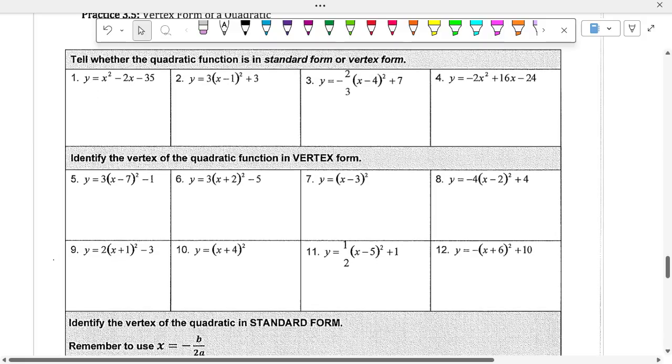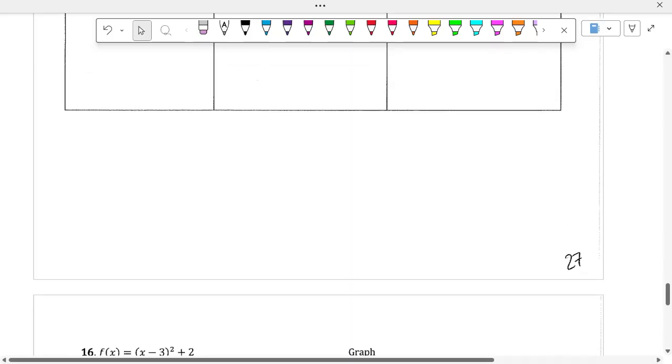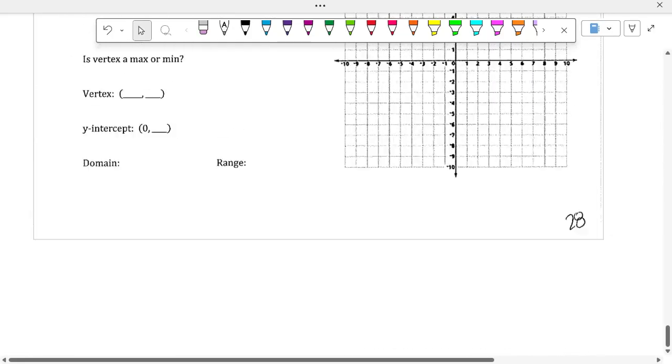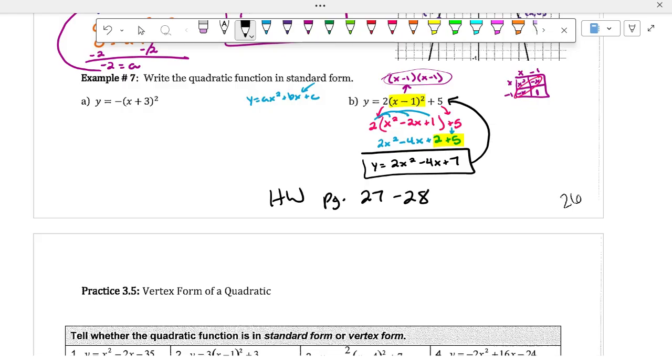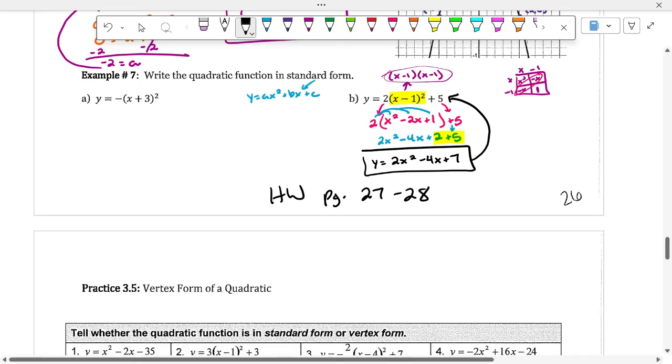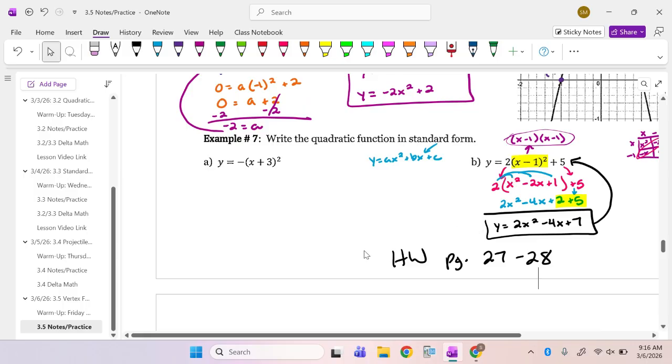Your homework for the weekend, I want you to do pages 27 and 28 in your packet. By the way, guys, I post all the keys. So as you're doing it, if you need to check yourself, maybe check the key page. The keys are already there. So make sure your calculators are put up. Clean up around your desk.